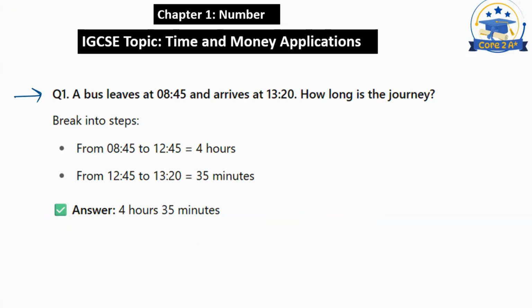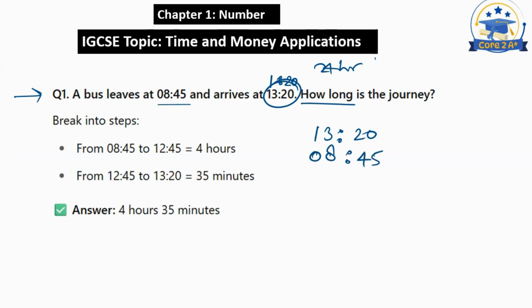Now, a bus leaves at 8:45 and arrives at 13:20. Obviously, this 13:20 is in 24-hour format, right? So what does it mean? 13 means 1:20. But to get how long the journey is, we have to subtract. The greater amount is 13:20, and the lesser amount is 8 hours and 45 minutes. So we can easily subtract.